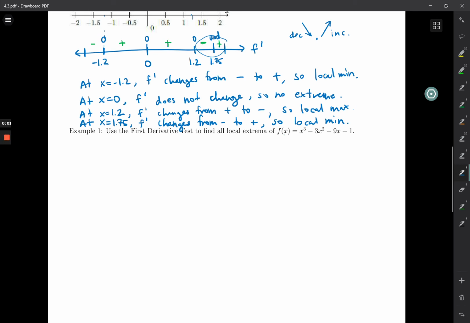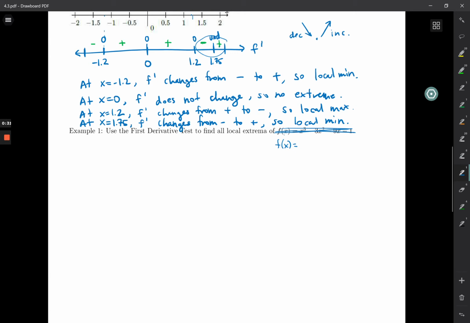Okay, so here we have an example. It asks us to use the first derivative test to find all local extrema of this function. So I actually meant for this to be a different function, so I am going to cross this out and write in a different function, but I'll fix this on the notes. So it should be the correct function if you're using the PDF of the notes.